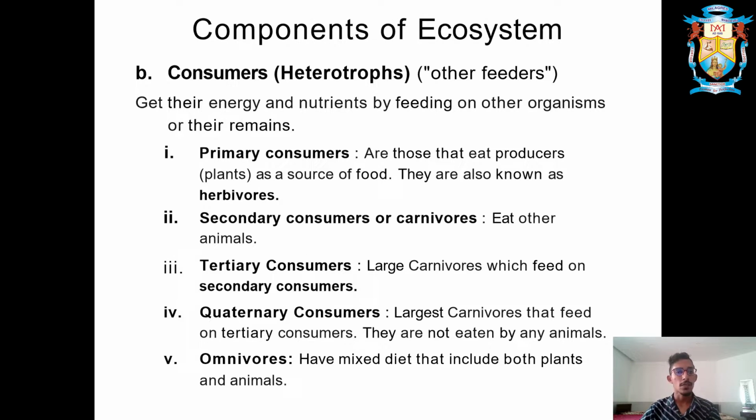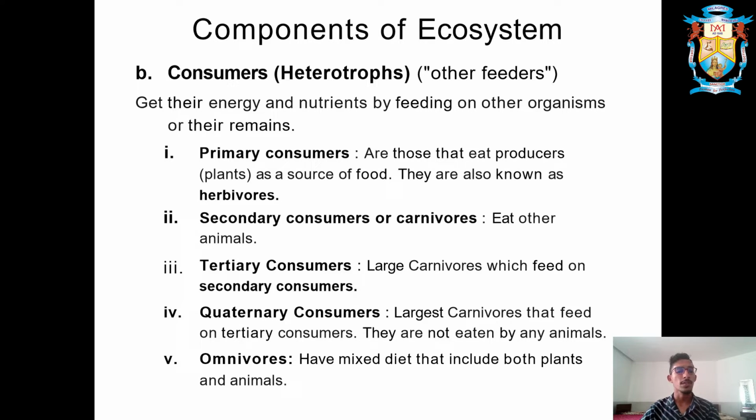Next we have the consumers, known as heterotrophs, that is other feeders. These heterotrophs basically depend on the producers. First, primary consumers are those that eat producers. Basically they eat plants, and are also known as herbivores. They're termed herbivores because they eat only plants. Then we have secondary consumers, also known as carnivores. They eat animals. We can take the example of a snake eating a frog, or a frog eating a fly. These are called secondary consumers.